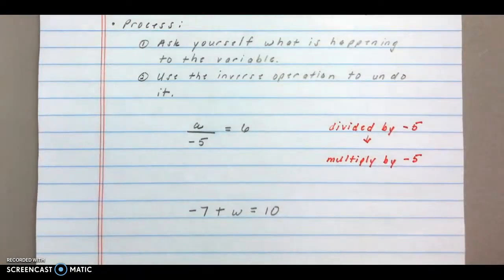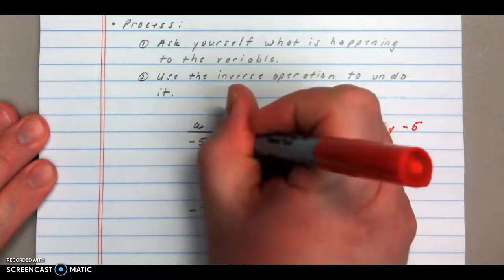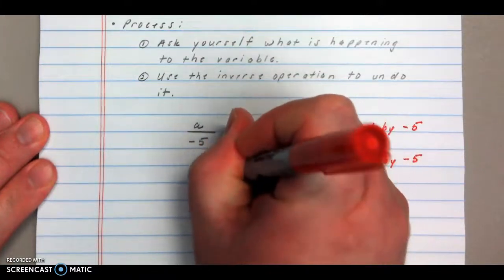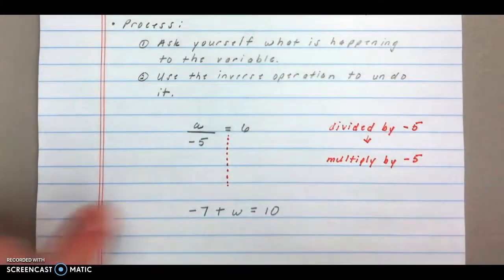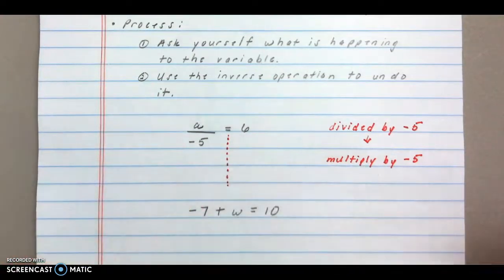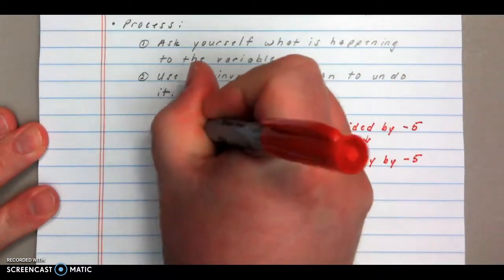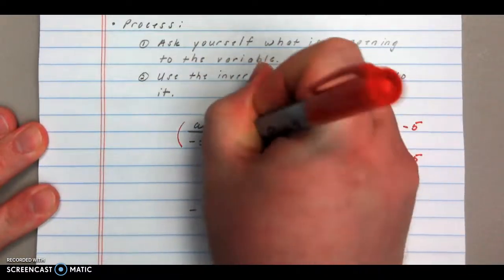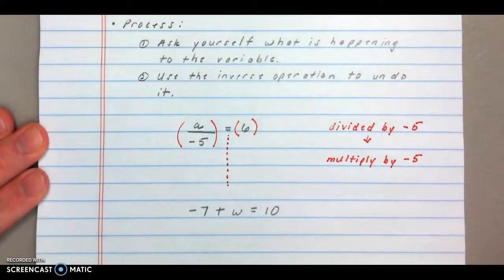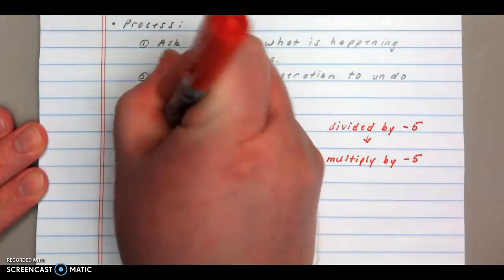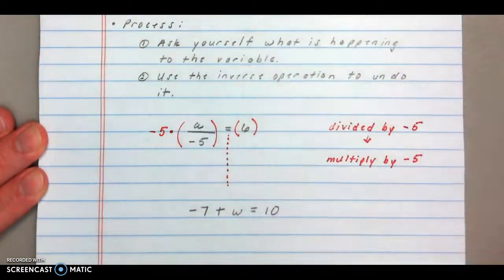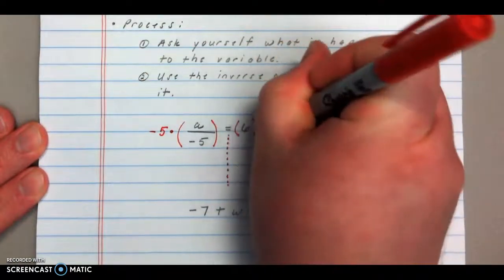Now in an equation, we want to make sure that we do that to both sides. So I like to draw a dashed line down our equal sign so we know we have a left side and a right side of our equation. And what we're going to do is multiply both sides by negative 5. So I'm going to take this problem and I'm going to put it in parentheses on both sides. I'm not really changing anything there. And I'm going to multiply this side by negative 5. And I'm going to multiply this side by negative 5.